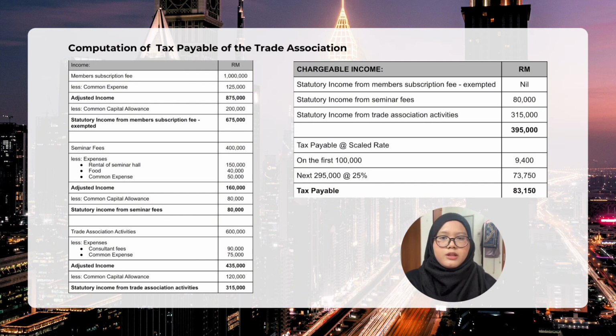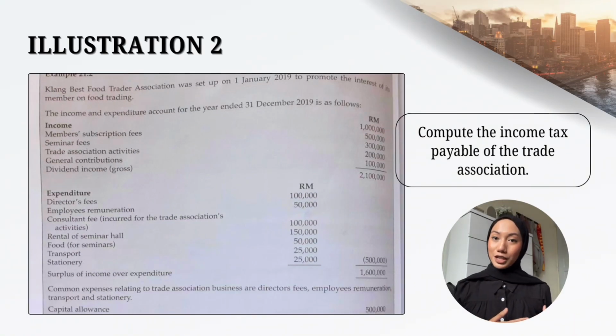To compute the chargeable income, we will add all the statutory income that we computed, which is RM80,000 for seminar fees and RM315,000 for trade association activities. However, like we discussed earlier, statutory income from member subscription fee will be exempted from tax. So the total chargeable income will be RM395,000. And finally, we will compute the tax payable using the scale rate, which will result in tax payable of RM83,150. So now let's move on to illustration 2.